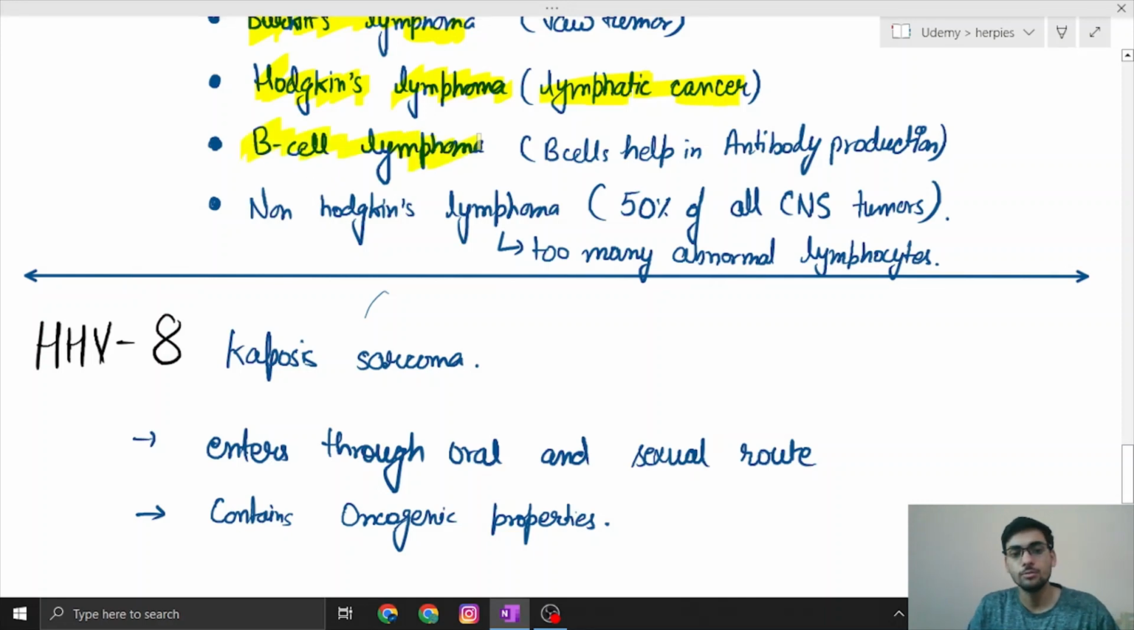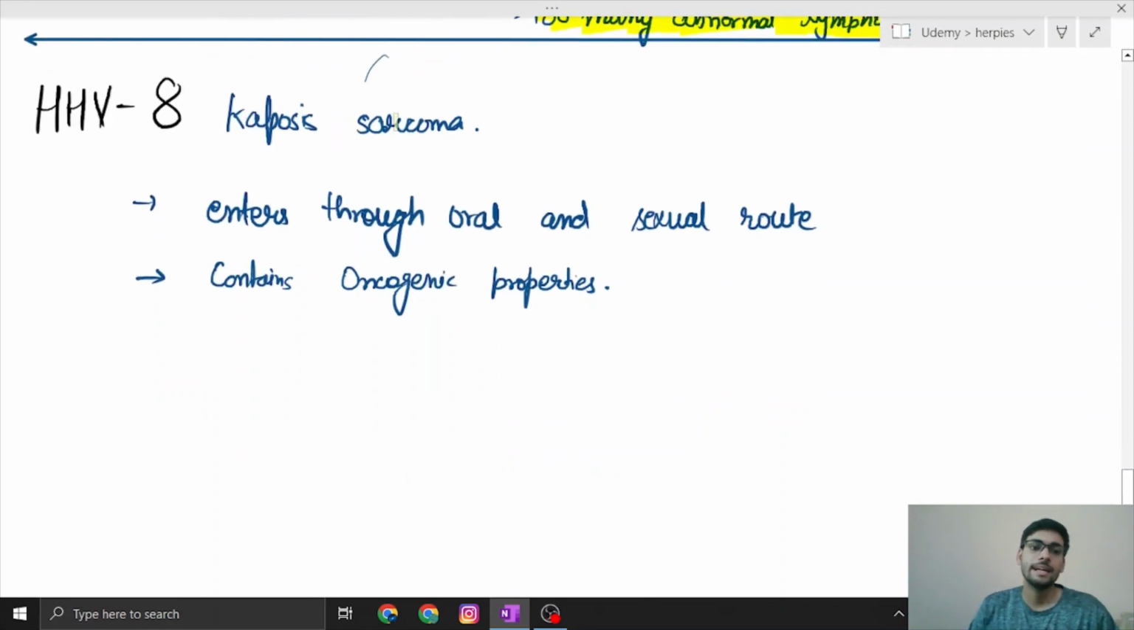Then come B cell lymphocytes. These B cells help in antibody production, and they can also become cancerous in this case. After this comes non-Hodgkin's lymphoma, where too many abnormal lymphocytes are present in the body. Lymphocytes are cells that are part of the WBC. Whenever a person suffers from a central nervous system tumor, then in 50% of the cases patients have this non-Hodgkin's lymphoma.